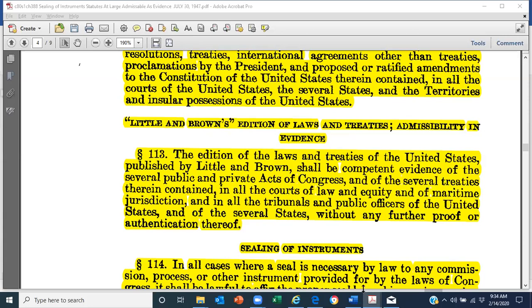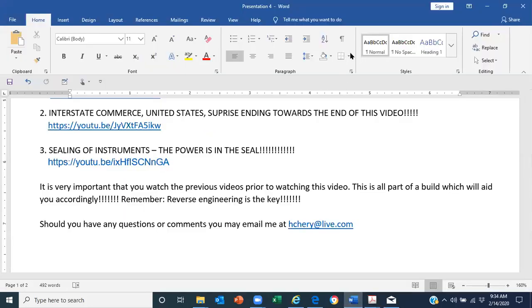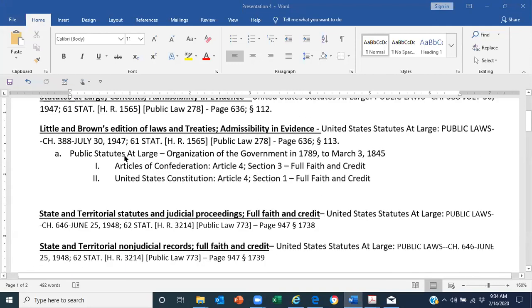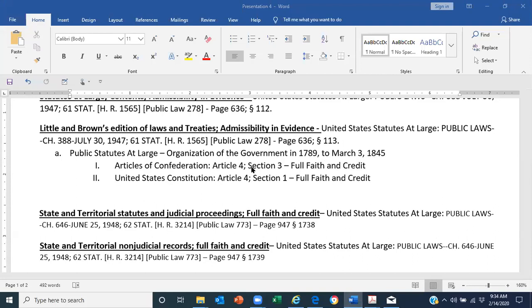Moving forward, let's go back to the chart here. So that was okay. We set the foundation. Now let's go to the Public Statutes at Large, organization of the government in 1789 to March 3rd, 1845. And let's talk about the Articles of Confederation, Article 4, Section 3, Full Faith and Credit, as well as the United States Constitution, Article 4, Section 1, Full Faith and Credit. I'm going to straight read it, showing you that it came from the documentation itself and not me. It's not hearsay on my part, but this is actual evidence. Let's go.